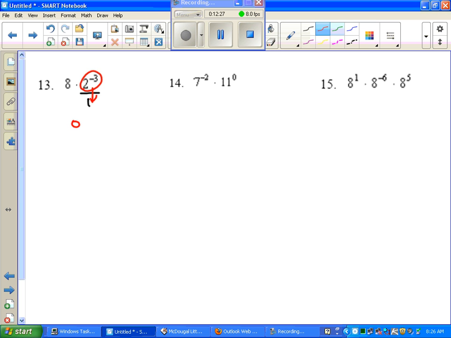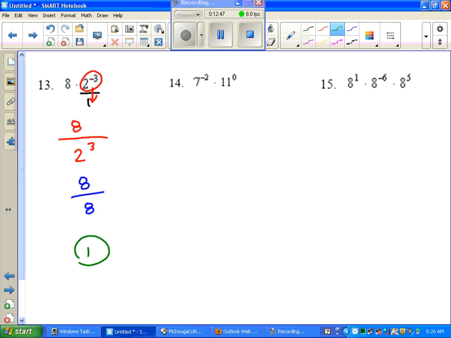So what you wind up with is 8 over the number 2 to the positive third power now. 8 over 2 to the positive third power means 2 times 2 times 2, which gives you 8 over the number 8. You can reread that as 8 divided by 8, which will simplify to 1.